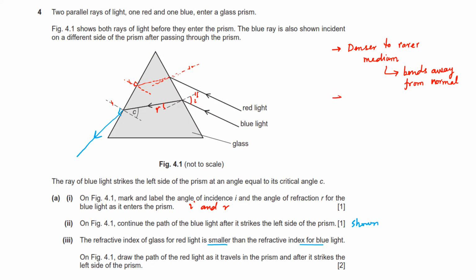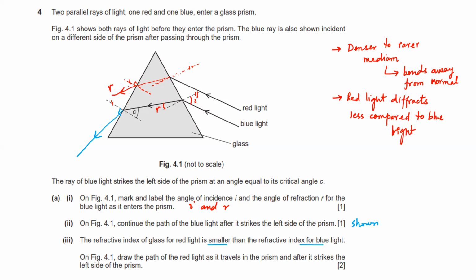Another thing we have to remember, red light, since it has a different refractive index, refracts less compared to blue light. Since it has a smaller refractive index than the blue light, the light refracts less. So if it is moving away from the normal, it will move less away from the normal compared to the blue light. So this is your red light.